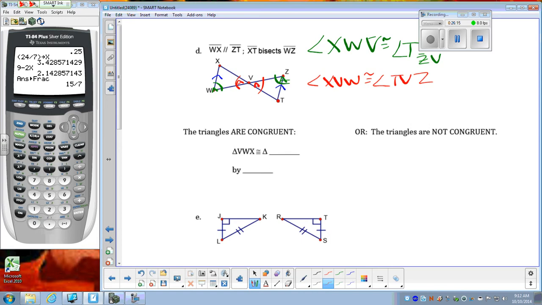And the last thing I know is I know that XT bisects WZ. So that means XT splits WZ in half. So I know that WV is congruent to ZV. So I have that these two triangles are congruent by angle, side, angle, because I have two angles and the included side. So I know that VWX is congruent to VZT.